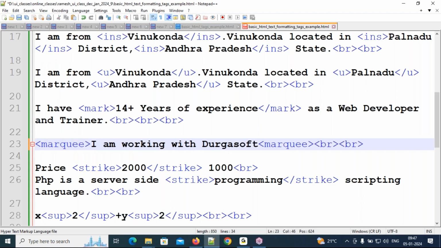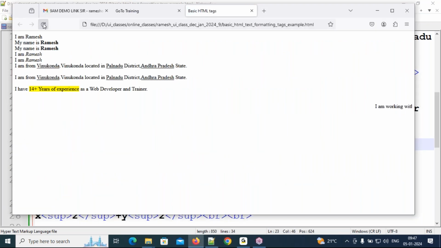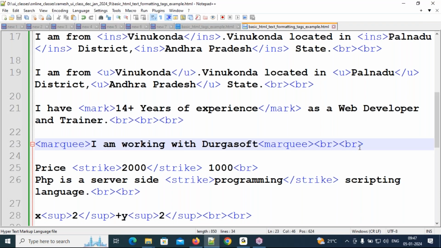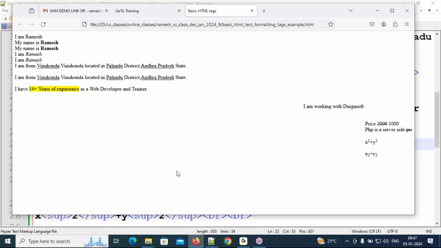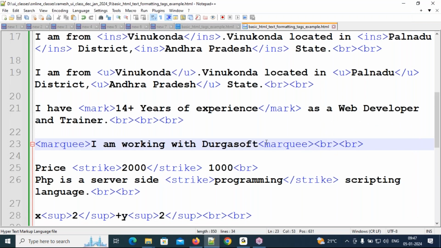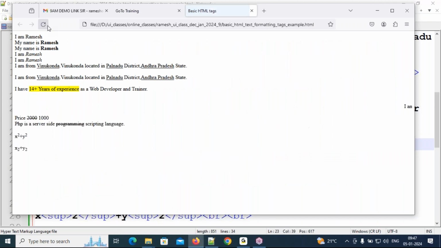Marquee. M-A-R-Q-U-E-E. See it? What happened? Okay, I did not close it. I'm very sorry. I opened it, but I forgot to close it. I had written only the opening tag. See now? How it is coming like a scroller. I am working with DURGASOFT. If you want to change the scrolling direction, I will tell you in the next class how to change the direction also.